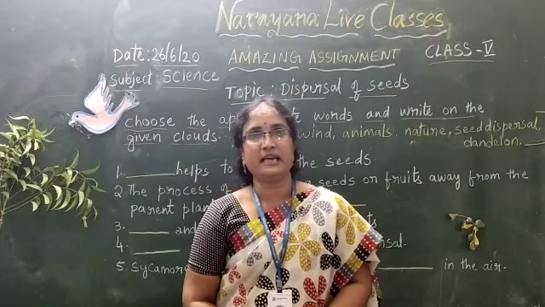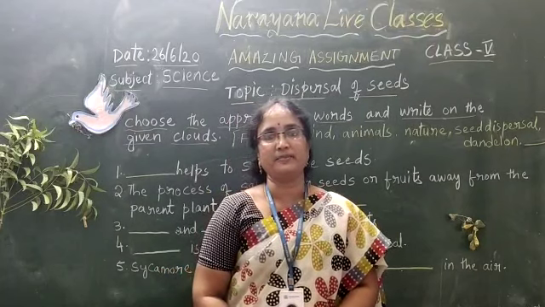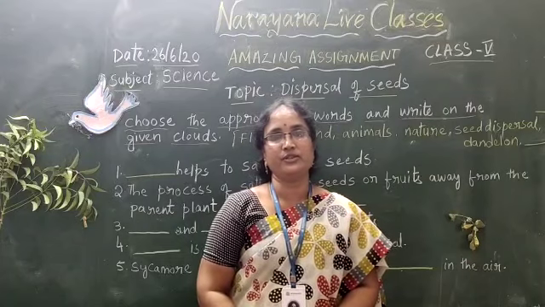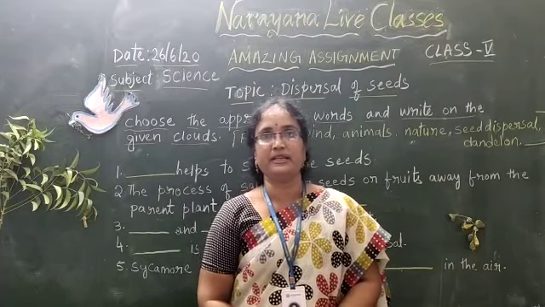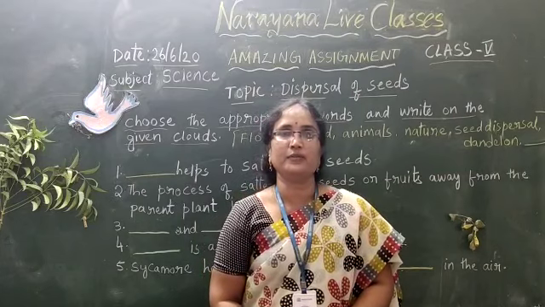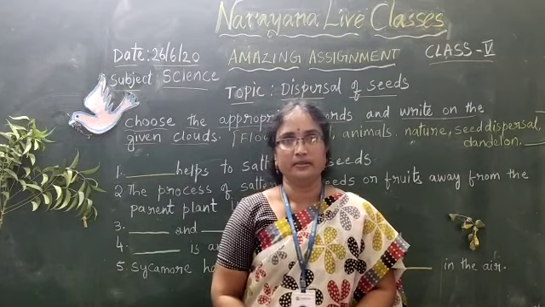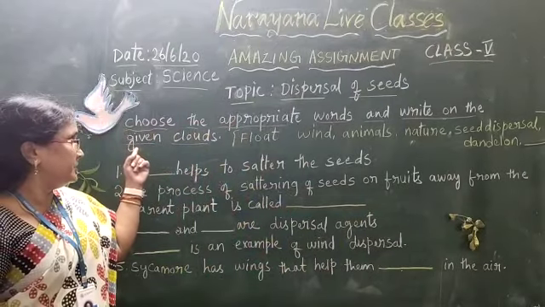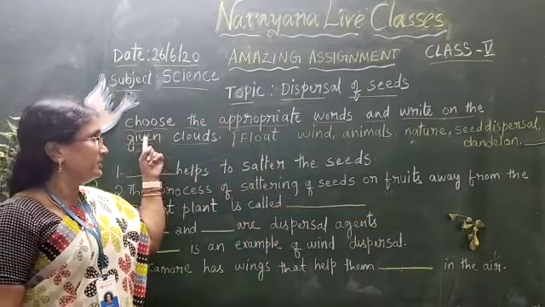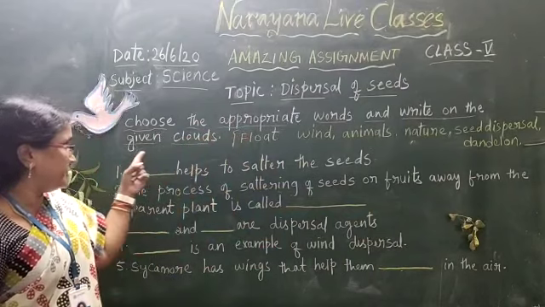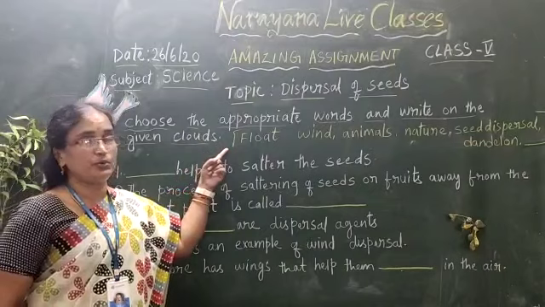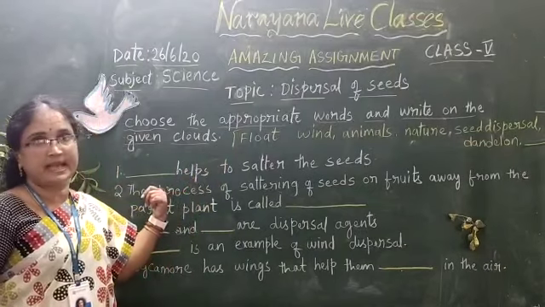In the previous class, we discussed lesson number 1, Plant Reproduction and Agriculture. Now, we are going to discuss an assignment from that lesson, Dispersal of Seed. Okay, now, see here, they have given this: choose appropriate words and write in all the given blanks. They have given some words. You have to choose these words and write them in the blanks.